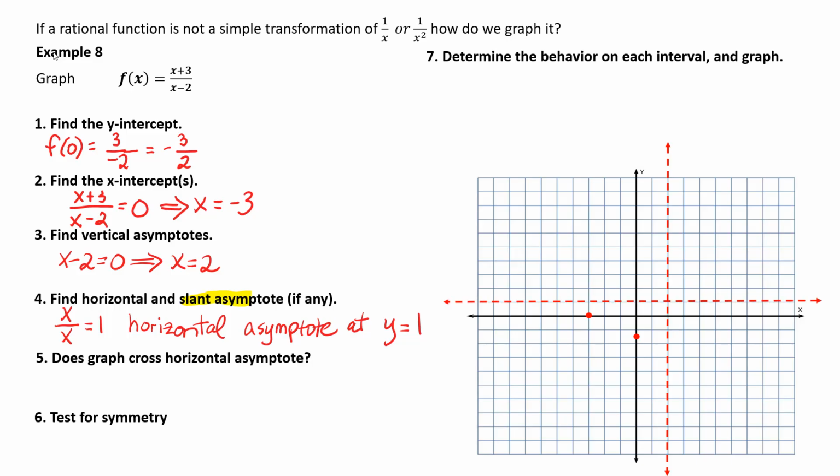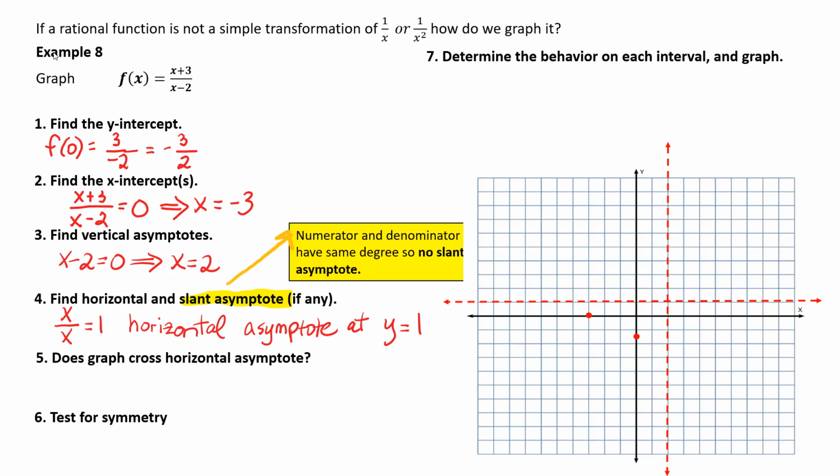There is no slant asymptote because the numerator has to have a degree 1 greater than the denominator for that to happen. So that's not going to happen. So now we're just going to see, does the graph cross the horizontal asymptote? Because remember, it can do that.